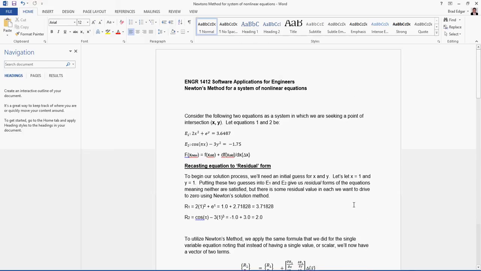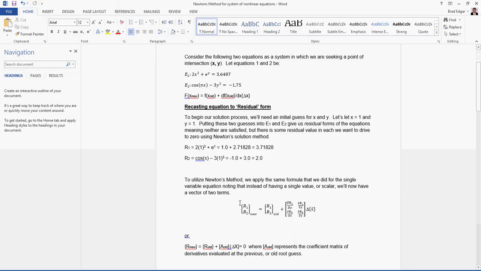Today, I want to talk about Newton's method for solving a system of nonlinear equations. We've already looked at Newton's method for solving a single equation, and here's the form that we had. The function evaluated at the new root guess, which we said was going to be closer than the old one, and approximately zero, is equal to f(x old) plus the derivative of the function evaluated at the old root guess times delta x. This is all equal to zero, so we manipulated it and got it down to a form where delta x was equal to negative f(x old) divided by the derivative of the function at x old.